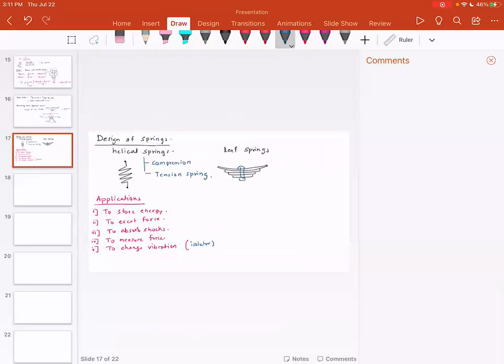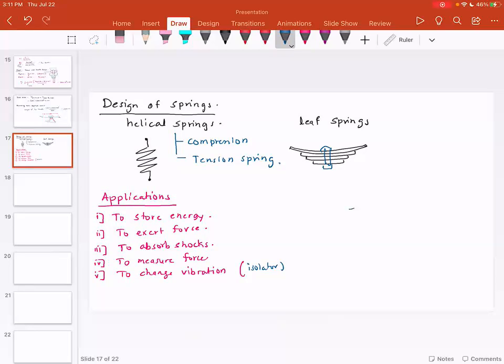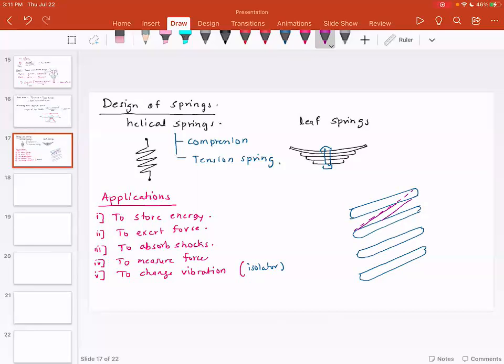So let's look at the important dimensions, or the geometry of a helical spring. The helical spring is going to look something like this. The word helical comes from the helix, because it's a wire that is wound in a helical pattern. So if you see, this is how the helical spring is going to look.